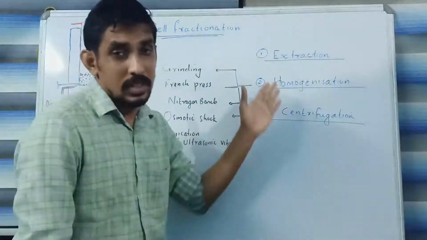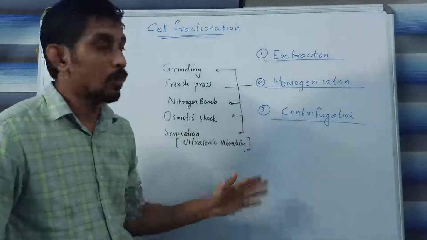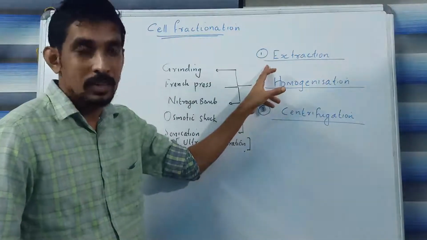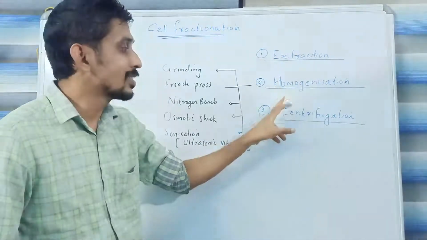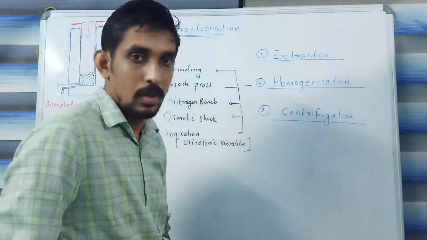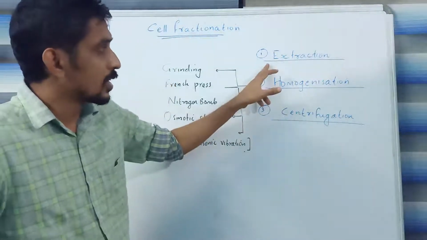This cell fractionation mainly consists of three stages. One is called extraction, the second is called homogenization, and the third is called centrifugation. So let us move on to the first, that is extraction.